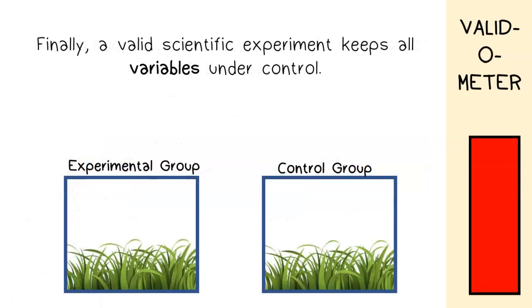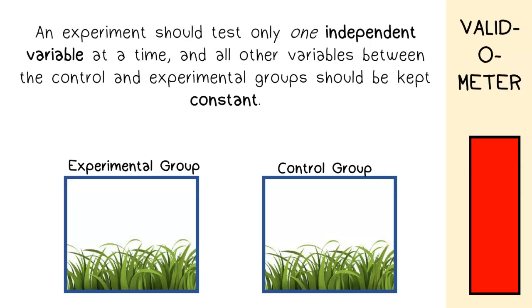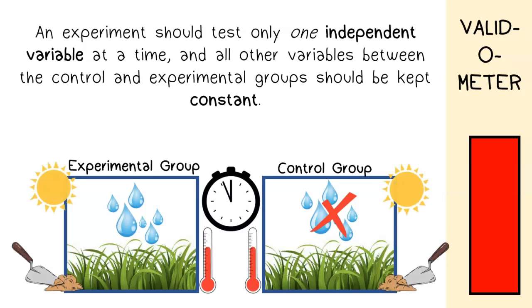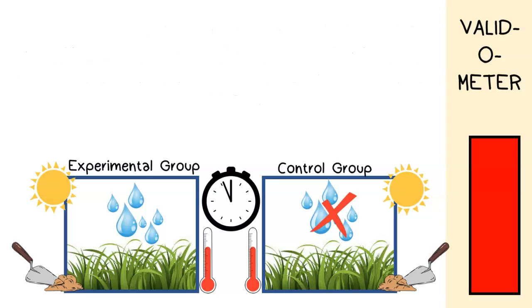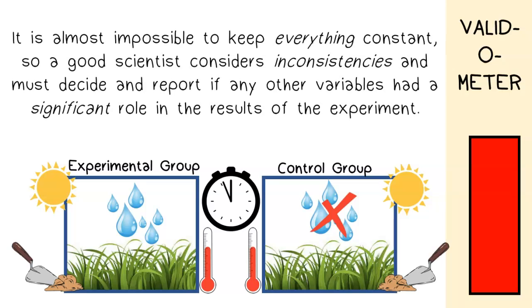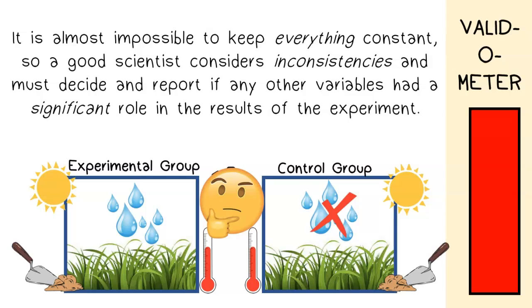Finally, a valid scientific experiment keeps all variables under control. An experiment should only test one independent variable at a time, and all other variables between the control and experimental groups should be kept constant. It is almost impossible to keep everything constant, so a good scientist considers inconsistencies and must decide and report if any other variables had a significant role in the results of the experiment.